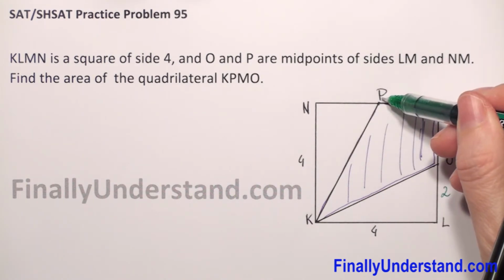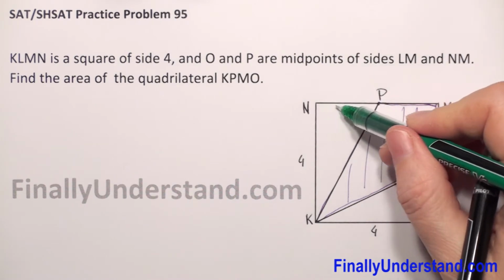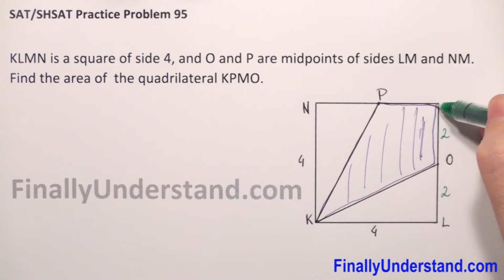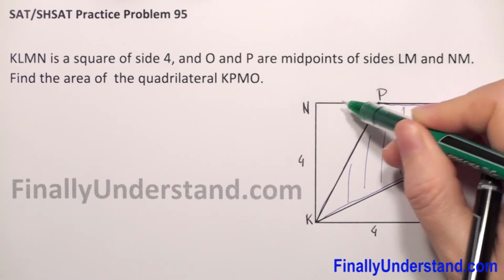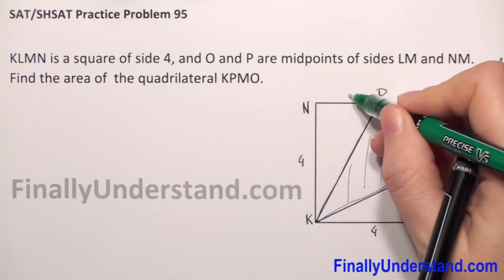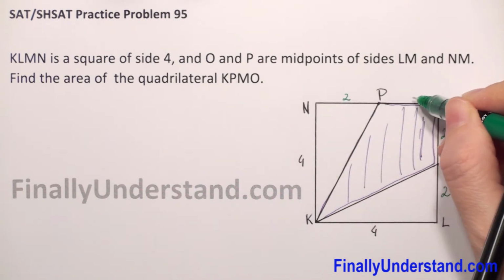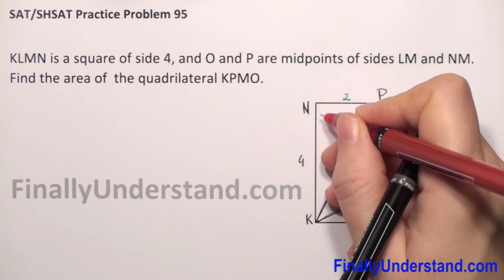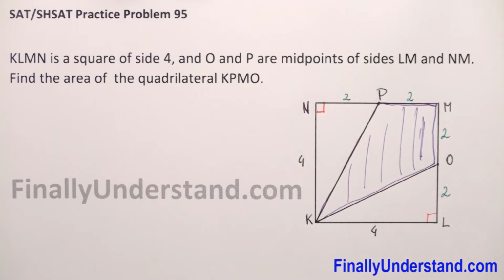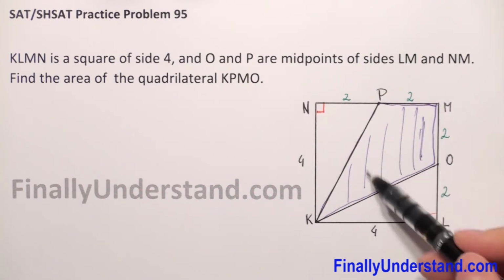P is a midpoint, so the side of the square is 4. We divide this side into 2 equal parts. So NP is 2 and PM is also 2. What else? Because we are given a square, angle L is a right angle and M is also a right angle. So how do we find the area of this quadrilateral?